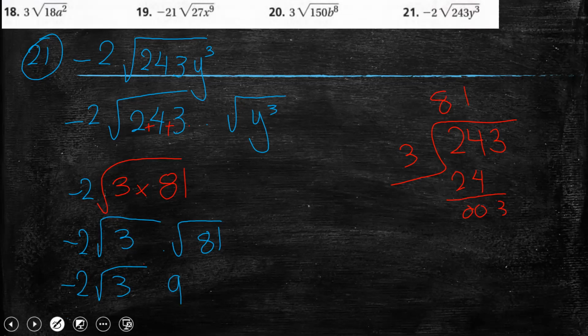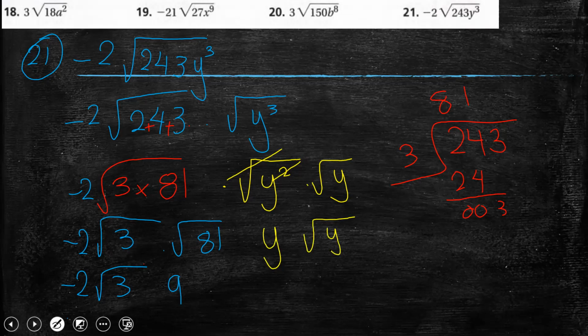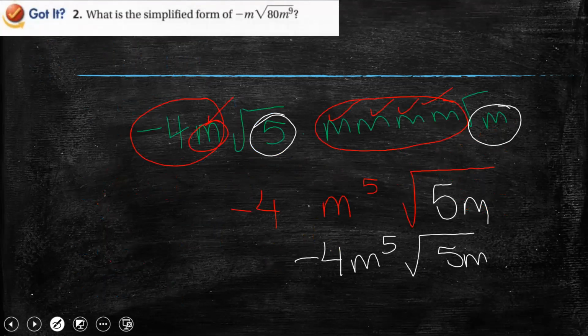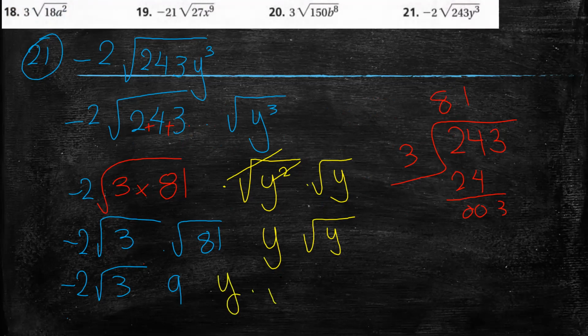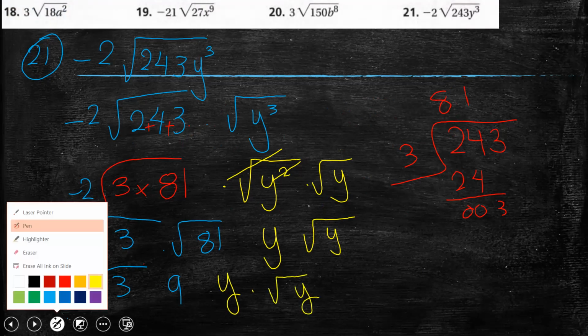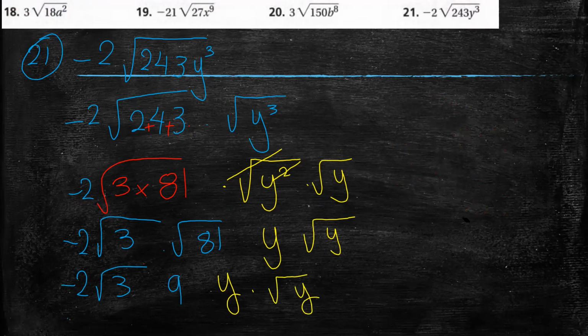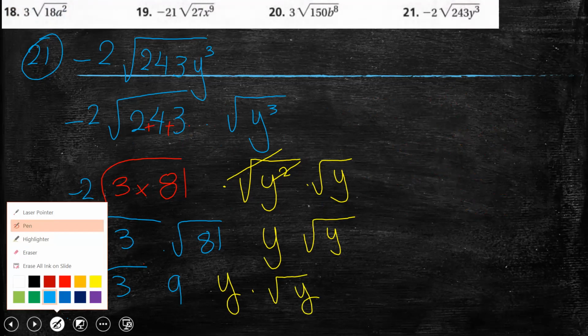Let's come now back to the variable here. We have y cubic. So we can write it as y squared times y, because if you add them, you get y cubic. Then the square root cancels y squared. So I have y. And here, there's nothing that's cancelled. I'm going to keep it as square root of y. So here y times square root of y. Then after that, I will combine now. Teacher, it will be -18y multiplied by square root of 3y.